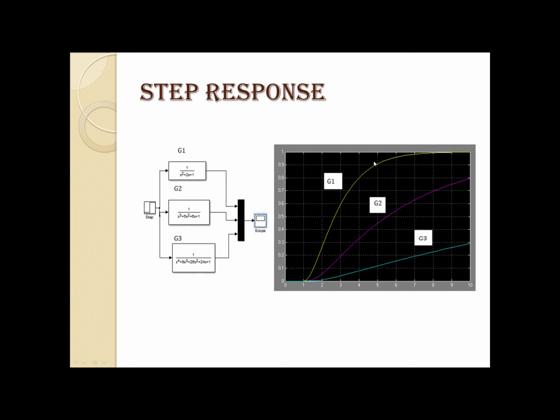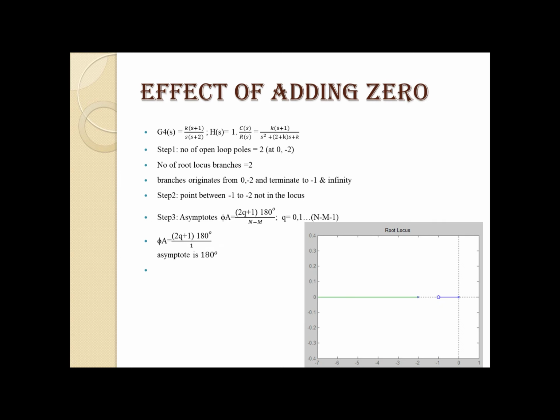The rise time of the first one is less than the second one, which is also less than the third one. Next, we are adding a zero to the system. So when we add a zero, let's check what will happen. Here at the minus 1 location, one zero is added. The feedback is again 1, and C(s) by R(s) is calculated as k into s plus 1 by s square plus 2 plus k into s plus k.